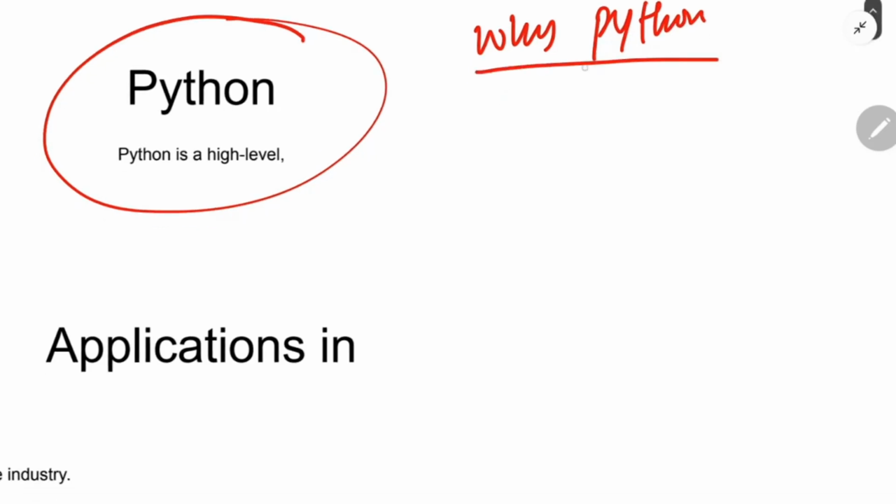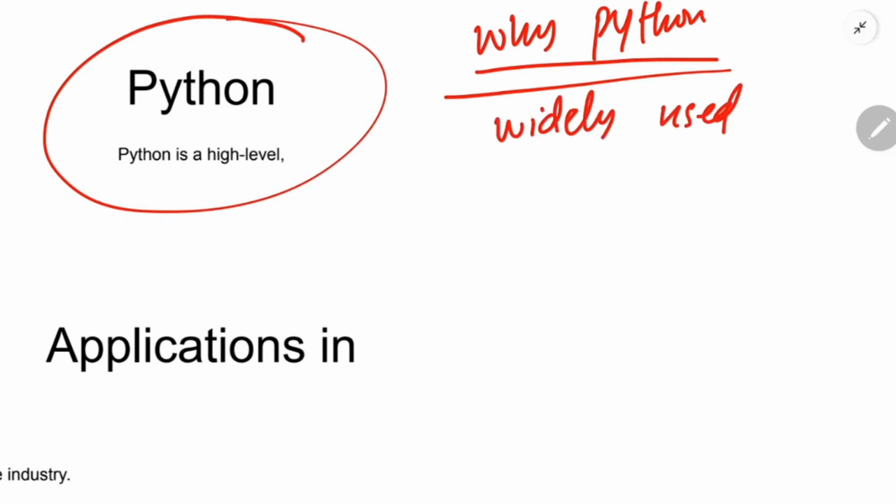So, why have we actually selected this language Python? Why Python? Because there are so many languages. We could have chosen C, C++, probably Java, some other language. But in machine learning, this is the most widely used language. That's the first thing. This is the most widely used language within the industry as well.